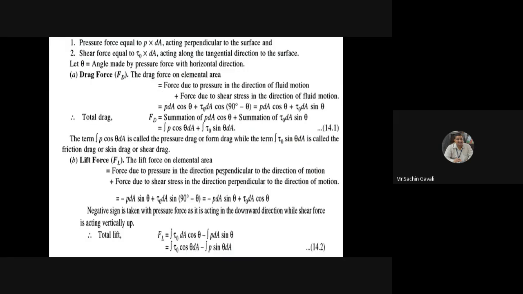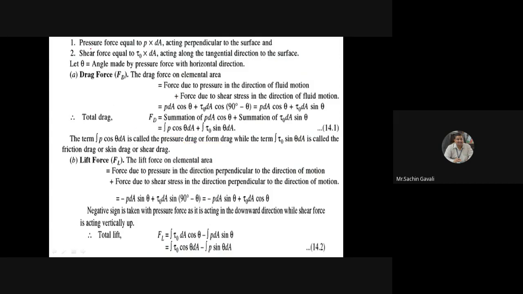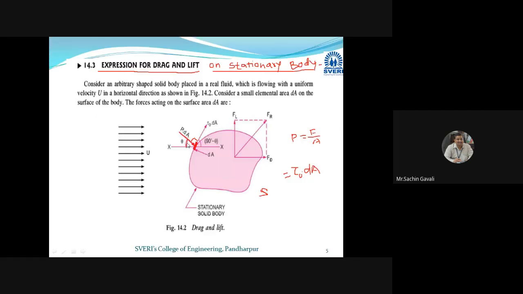Okay. Now, already we have discussed till now the forces acting on that particular stationary object. First is the pressure force equal to P into dA, acting perpendicular to the surface. Pressure intensity always acts normal to the surface. Then the shear force equal to tau naught into dA, acting along the tangential direction of the surface. So let theta be the angle made by the pressure force with the horizontal direction.